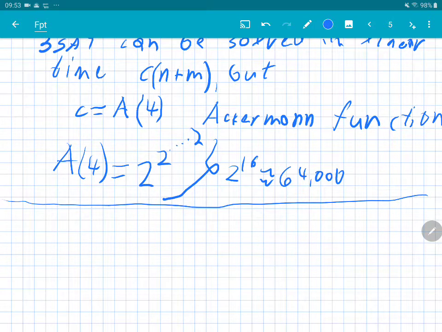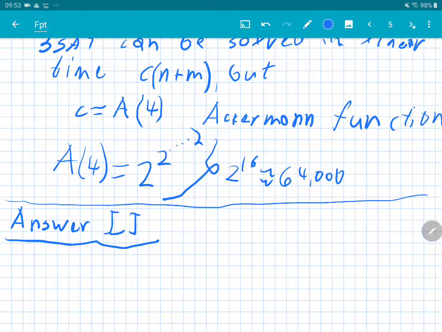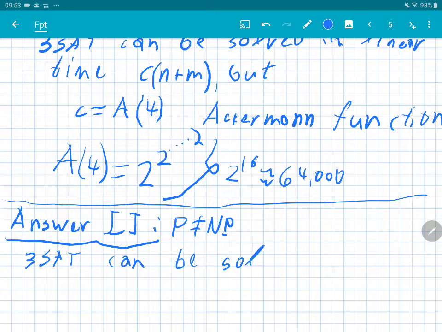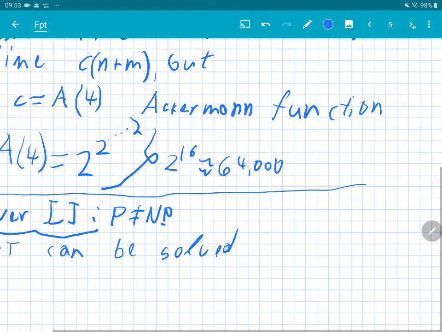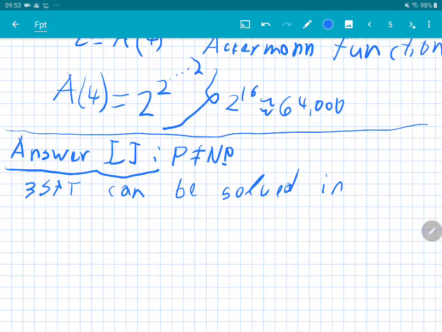And the second possibility is, of course, that P is not equal to NP. Somehow the first answer would be most useful, but it's not. So let's go to the other possibility. Answer 2, which is P is not equal to NP. And in this case, 3SAT can be solved in some ridiculous time, right? So ridiculous but good, right?